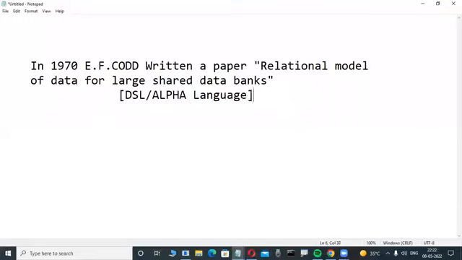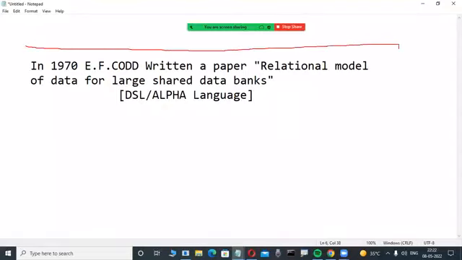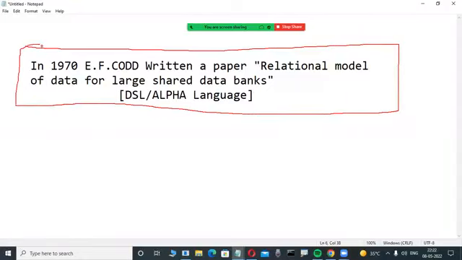Now check it out. Slowly observe it. Maybe nowadays the DSL Alpha language is nothing but the SQL language. Nobody knows this. In books also, all these things are not there. Only some people are writing about it on the net.